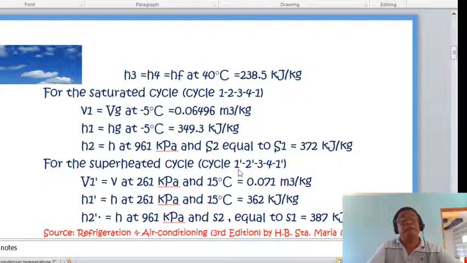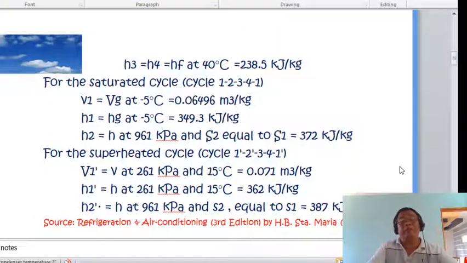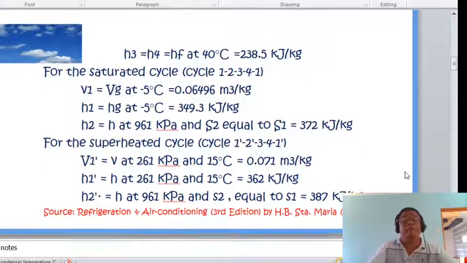For the superheated cycle, 1 prime, 2 prime, 3, 4, 1 prime, the specific volume at 15 degrees is 0.071 cubic meter per kilogram. The enthalpy at 1 prime is 362, and at 2 prime, for the constant entropy process, that is 387 kilojoules per kilogram.